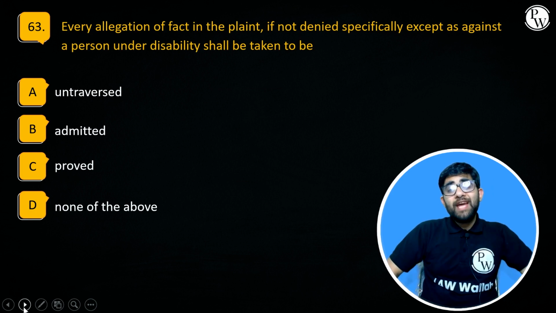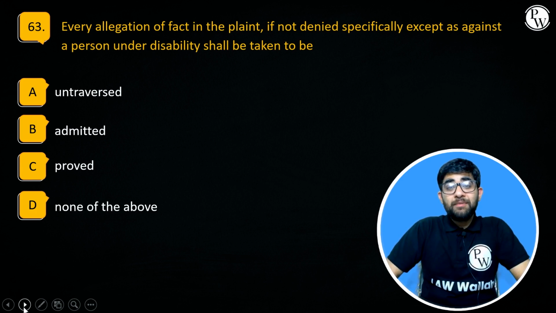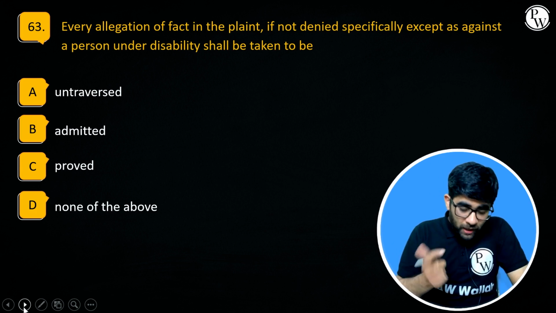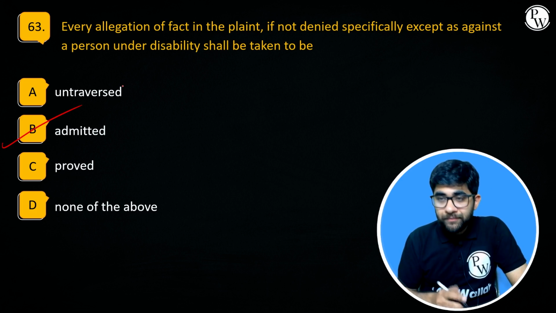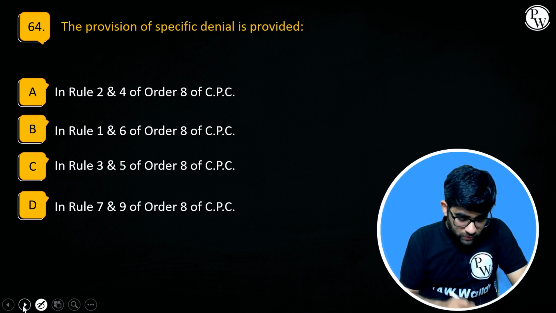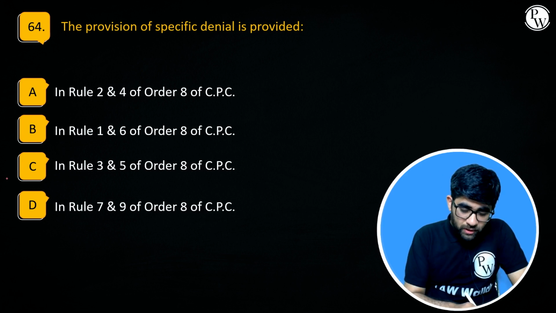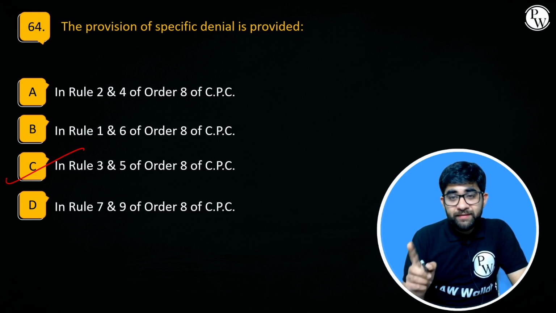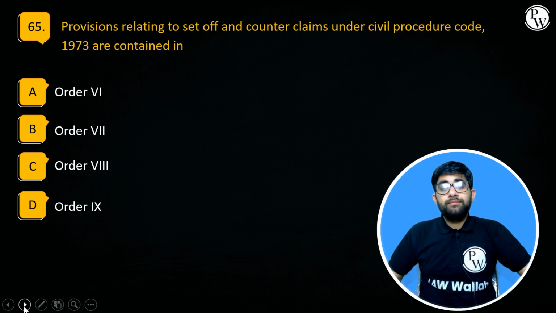Next, every allegation of fact in the plaint, if not denied specifically except as against a person under disability, shall be taken to be untraversed, admitted, proved, or none of the above. It shall be admitted. The provision of specific denial is provided under Rules 3 and 5 of Order 8. There should be specific denial, I've already told you.